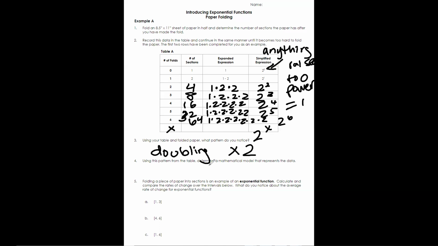Okay, using the pattern from the table, determine a mathematical model to represent the data. Okay, so with exponential functions, if you look up on the board, we see that we have this equation. Okay, so you have y equals a times b raised to the x. A is going to be our initial amount, and b is going to be our rate.